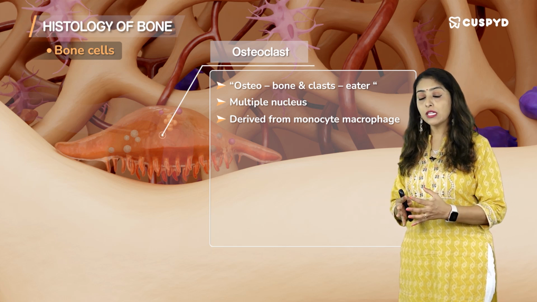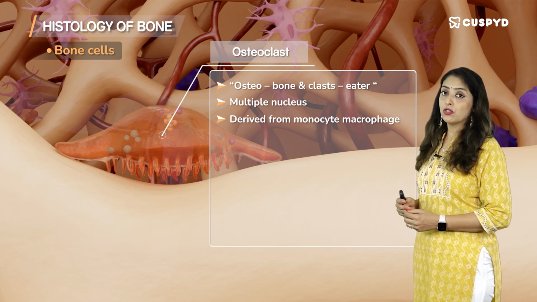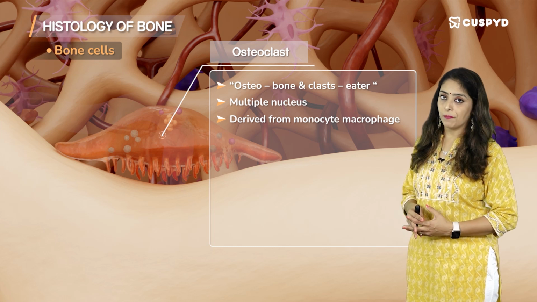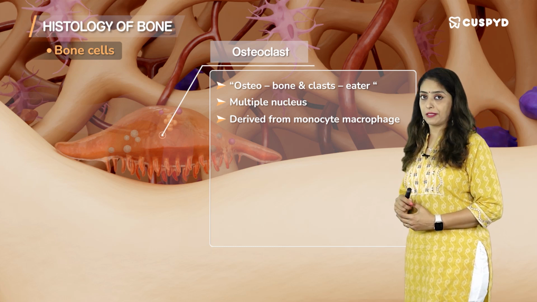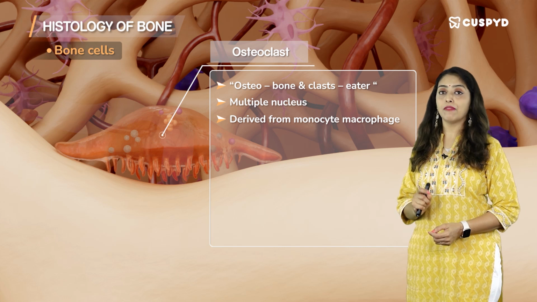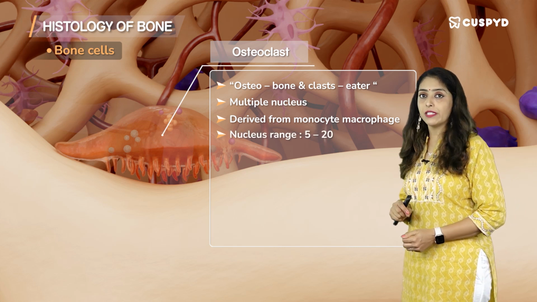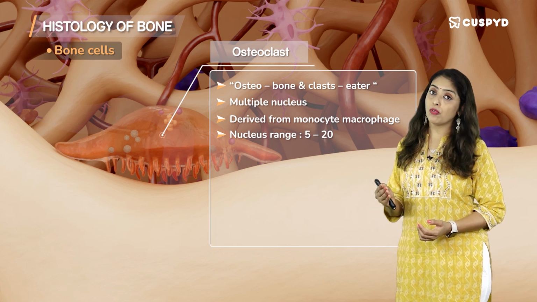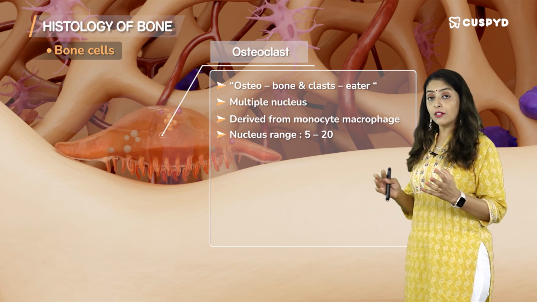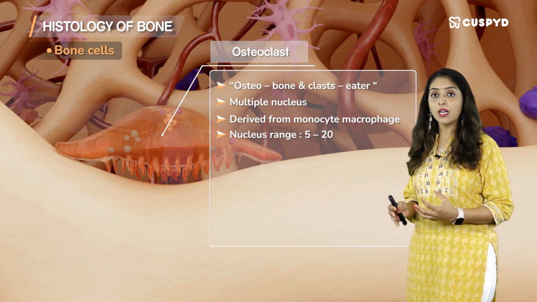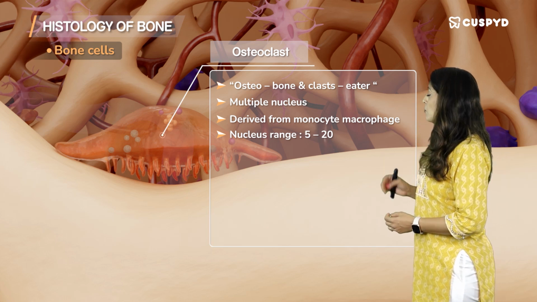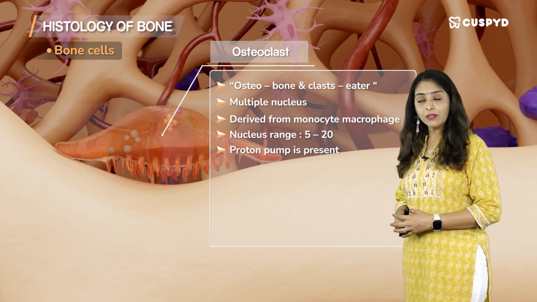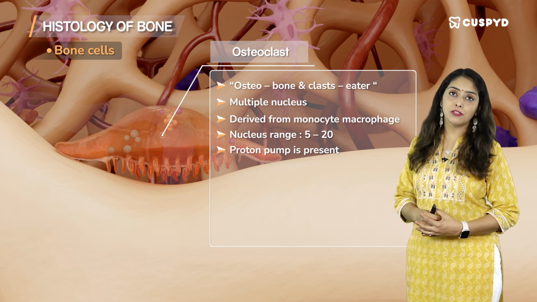When multiple monocytes fuse together, you will have the formation of a multinucleated cell which is larger in size as compared to others. These are called osteoclasts. Osteoclasts can have nuclei ranging from 5 to 20. The more the number of nuclei, the more is the efficiency of the osteoclast to remove bone. Because the larger the cell and the larger the number of nuclei, the more active it is. This osteoclast is rich in proton pump. So it has a proton pump which is active in it, and it can liberate a lot of hydrogen ions.